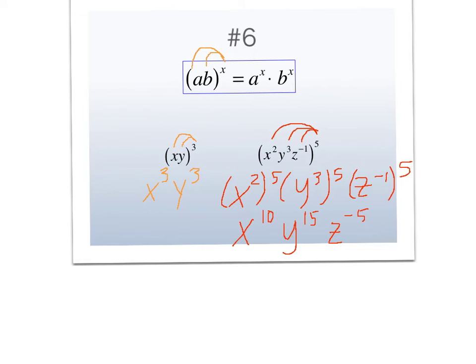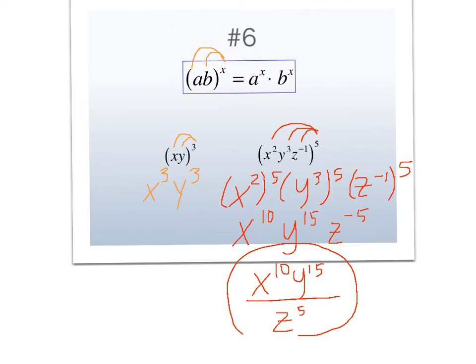Now the one other thing we need to do, a red flag for you, is negative exponents. You can't leave any negative exponents in your answer. Since we have a z to the negative 5th, technically it's upstairs. It's on the top of a fraction. We can rewrite this as x to the 10th times y to the 15th, and that z to the negative 5th can become z to the 5th downstairs, and that would be your final answer.